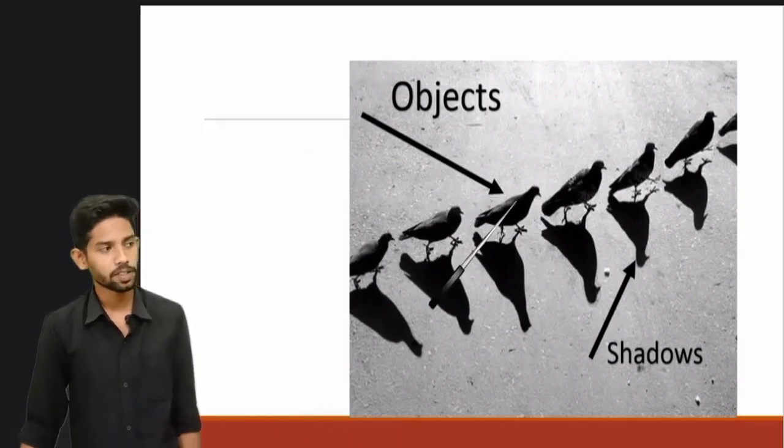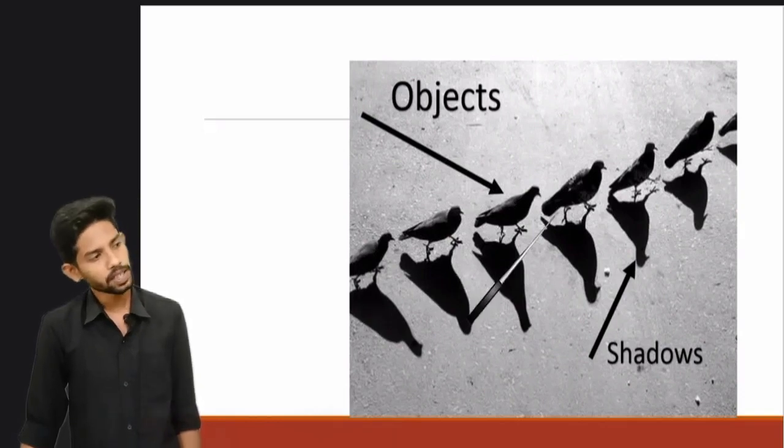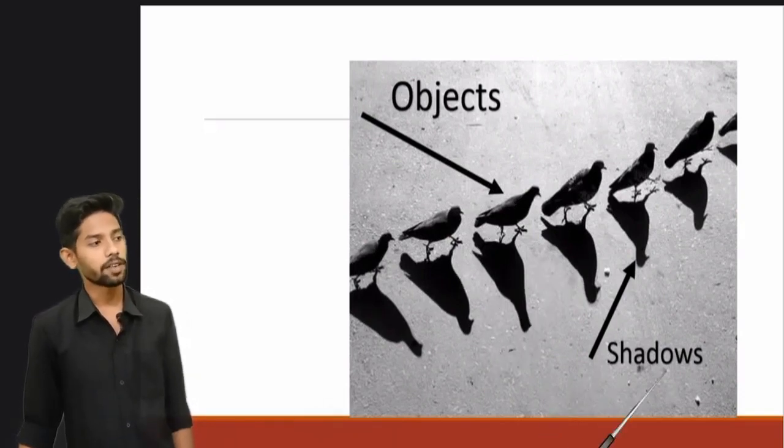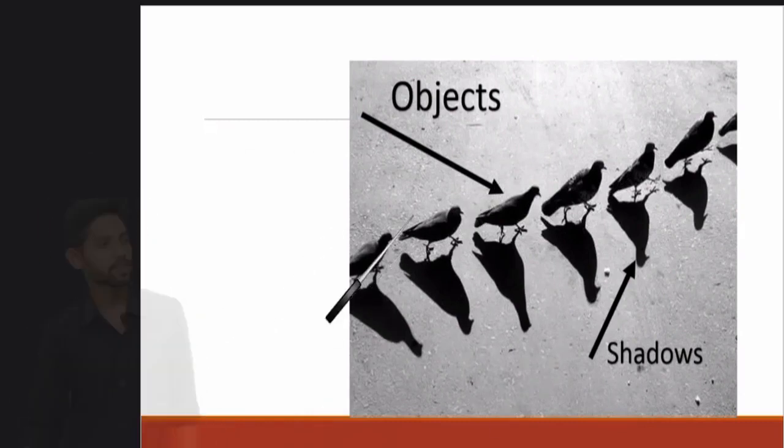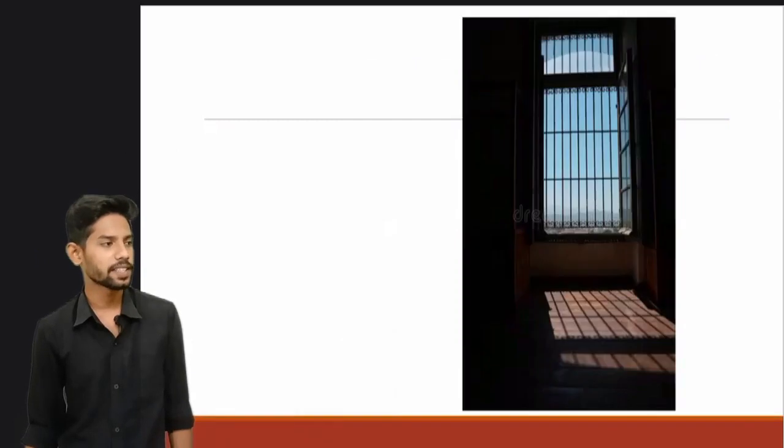When the light falls on the bird, on the opposite side what is it? It's a shadow. That is how opaque objects create shadows. Now we shall look into another example of shadow.